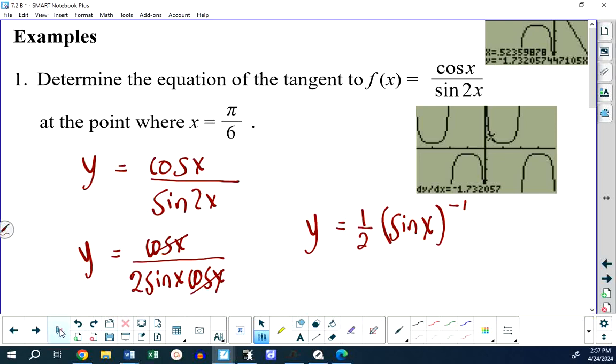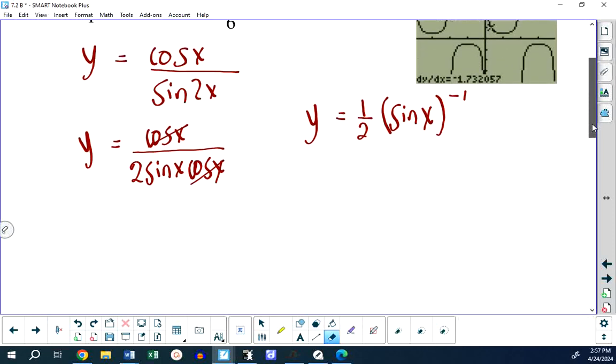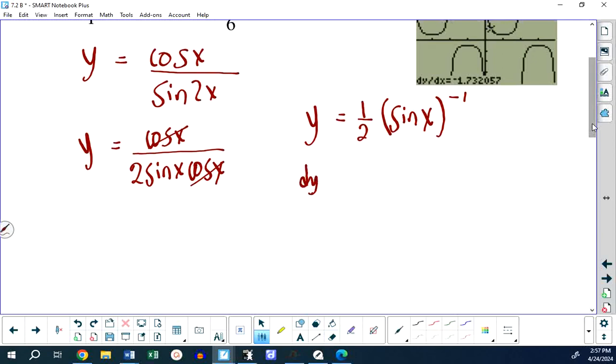Never, ever write this to mean sine of x quantity to the negative 1, because this means inverse sine. It means something different. Doesn't get much simpler than that to differentiate. Right? Wrap that negative 1 around the sine, drop 1 from the exponent, multiply by the derivative of sine.